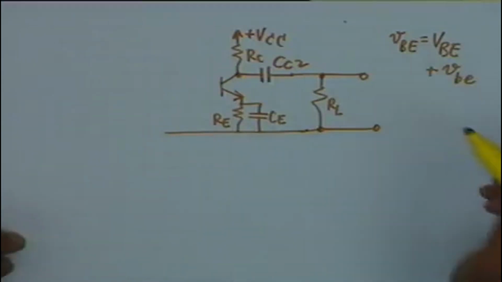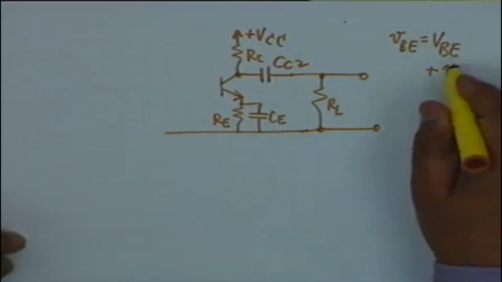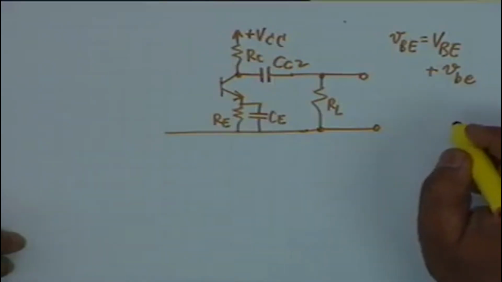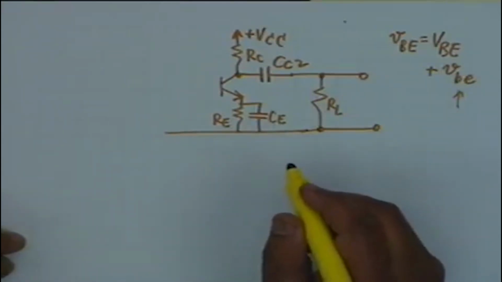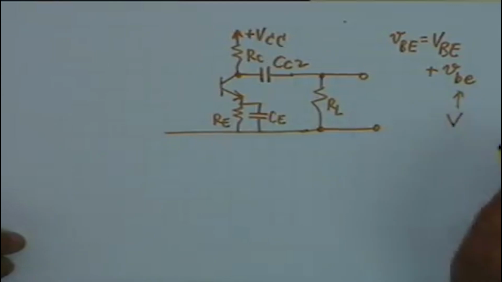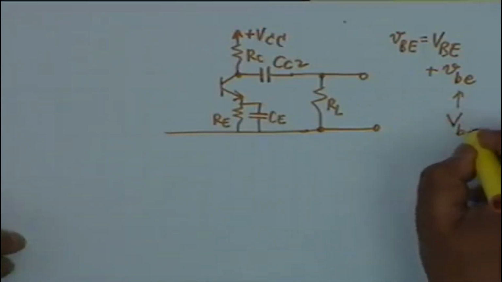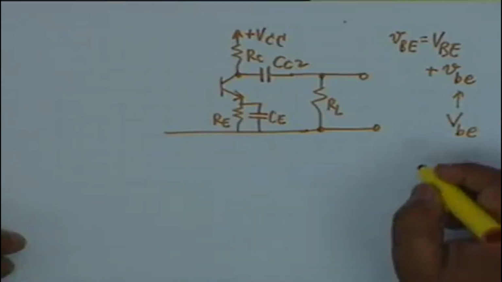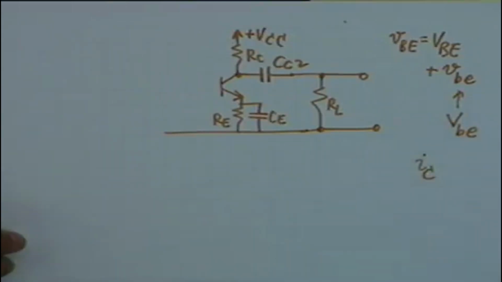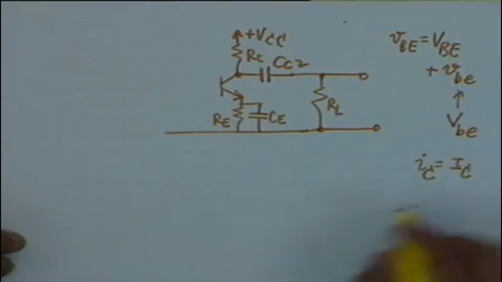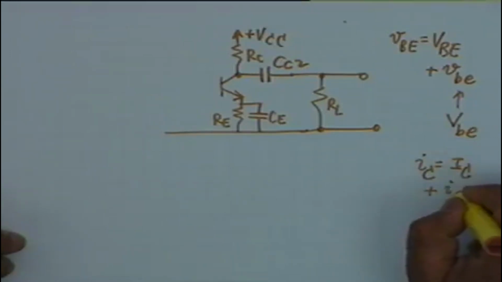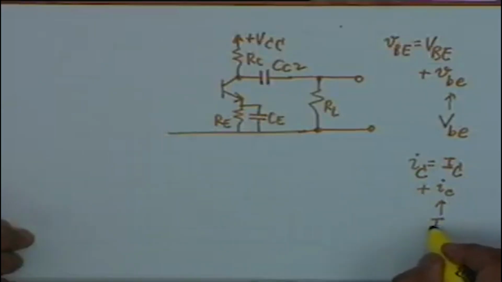Now we shall adopt the notation, we have already done that for the signal part, the root mean squared value, if it is sinusoidal, shall be denoted by capital V subscript small b small e. For example, if we are concerned with the collector current, it is the sum of I sub capital C, this is the DC value, plus small i subscript small c, this is the AC value, and the RMS value of this shall be denoted by capital I subscript small c.